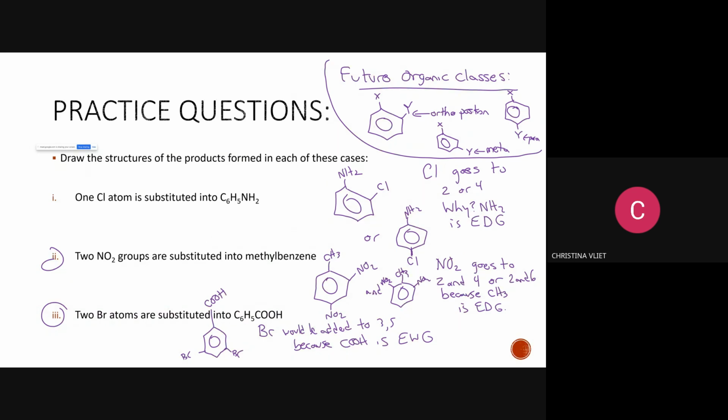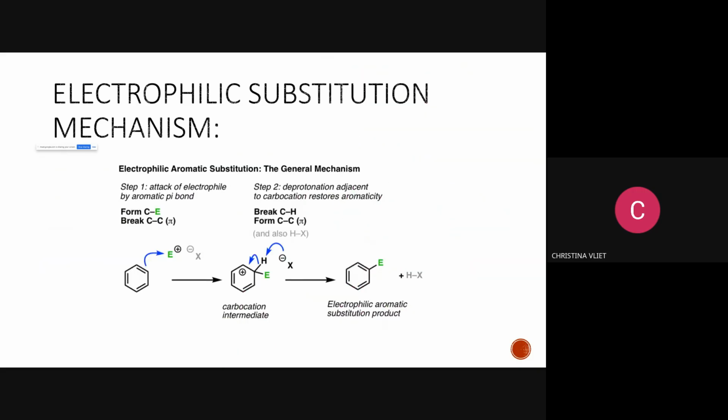All right, so we've taken a look at a few reactions, 3 so far, and now we're going to take a look at the mechanism for how this happens in the first place. How does the hydrogen get out and the other group go in? And this is called the electrophilic substitution mechanism.